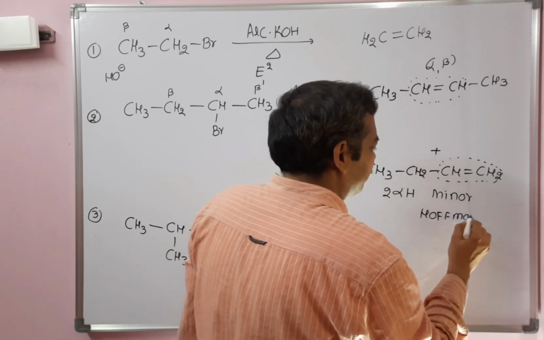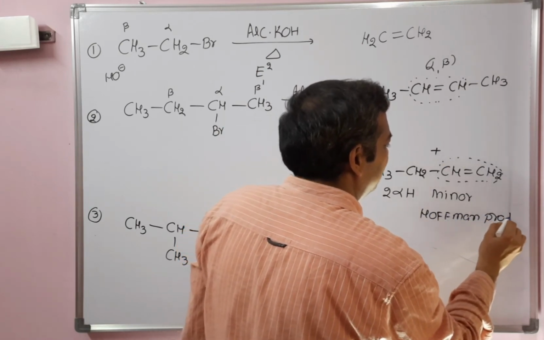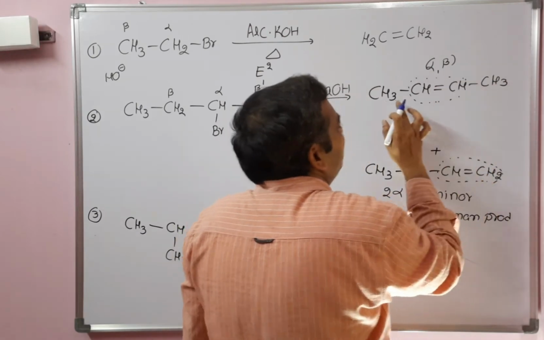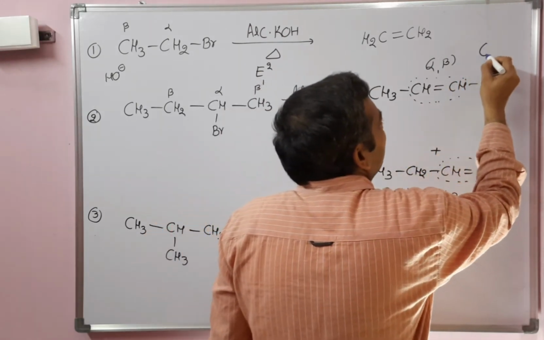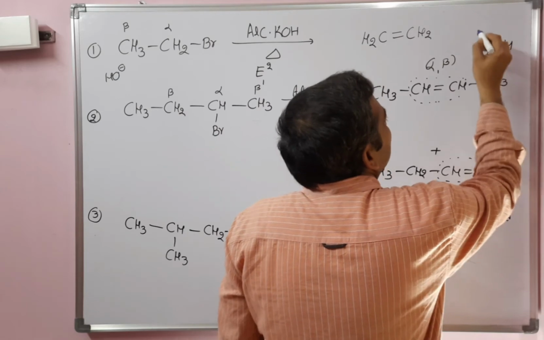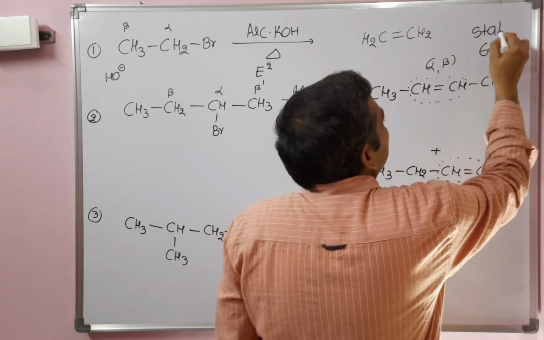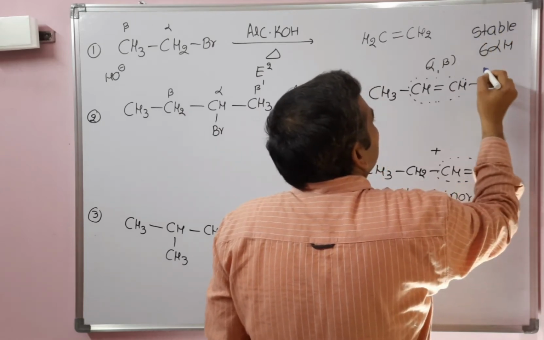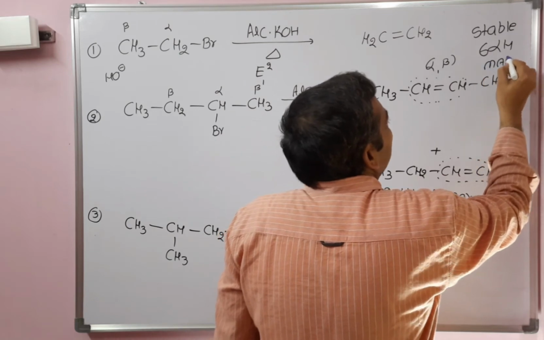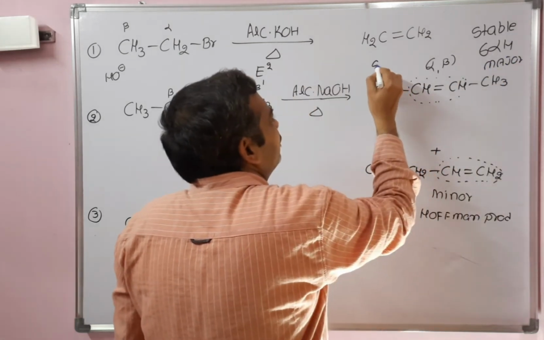This is the minor Hofmann product. Whereas here, how many alpha hydrogens are there? 6 alpha hydrogens are there. Definitely it is a stable compound and it is a Zaitsev product. It is a major product and it is a Zaitsev product.